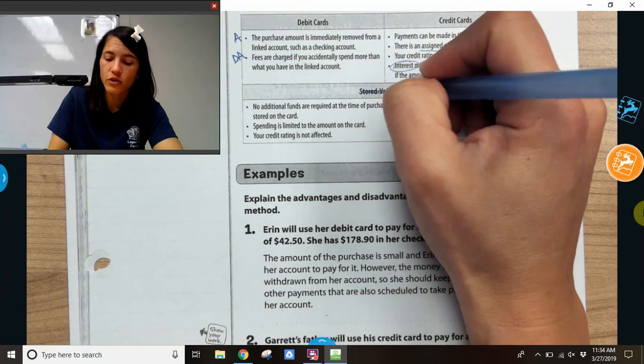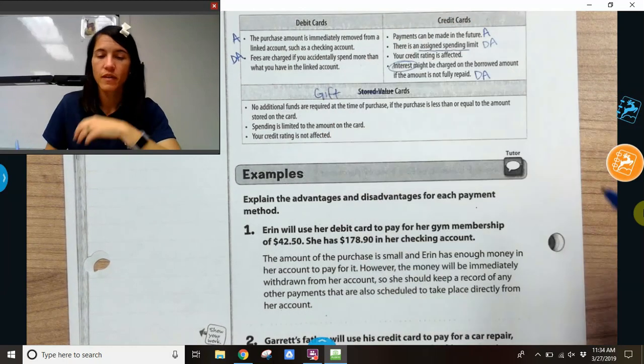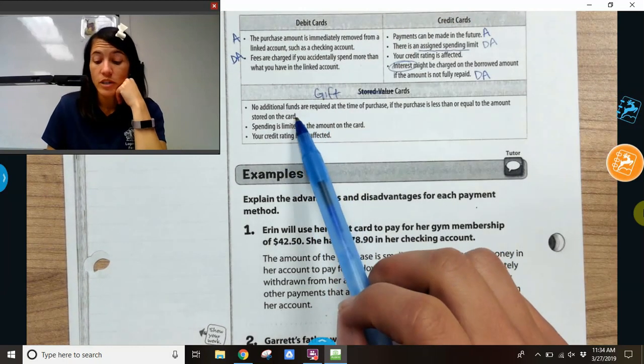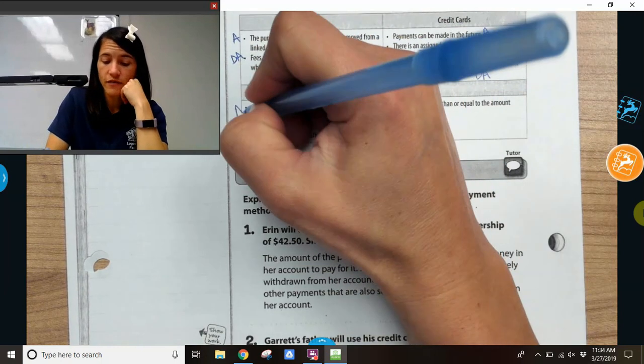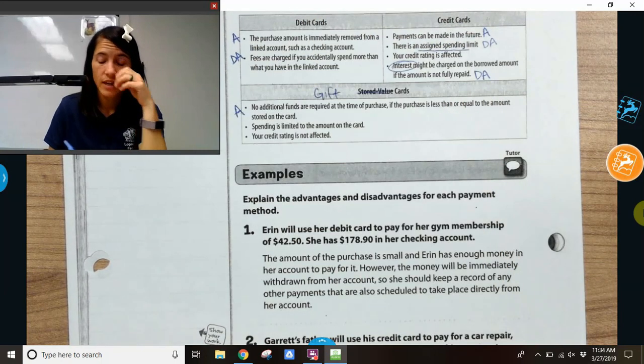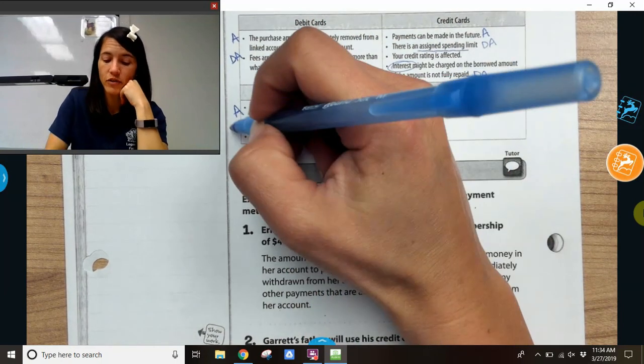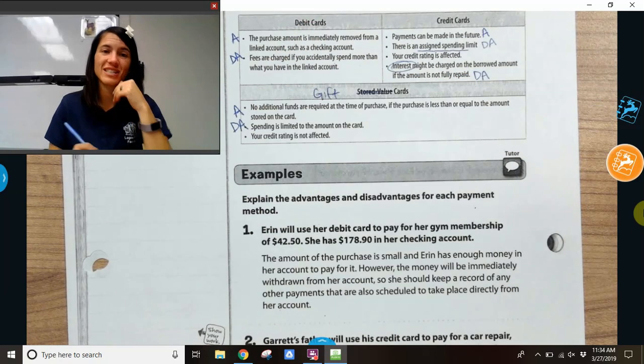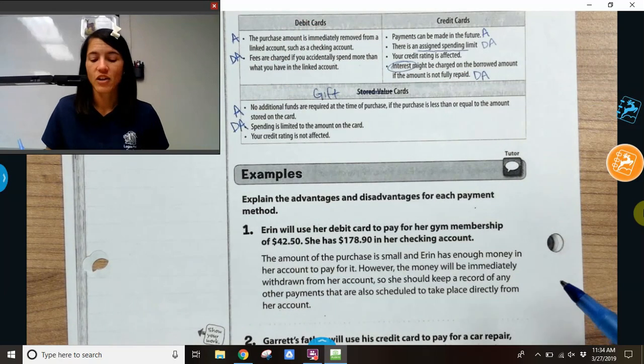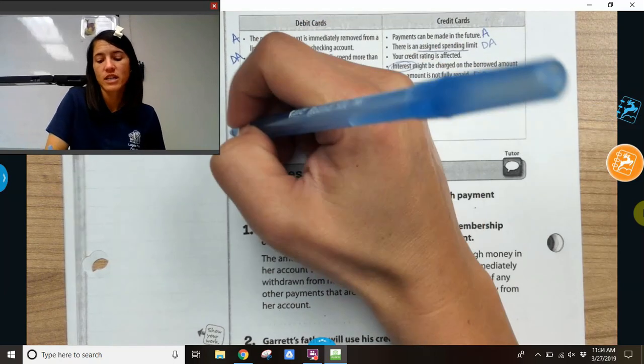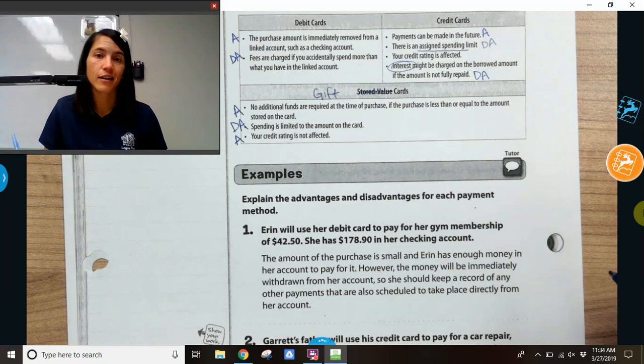Stored value cards, so we're just going to call this gift cards. No additional funds are required, so that's an advantage. You don't need more money. Spending is limited to the amount on the card, so that's your disadvantage. It's limited. And your credit rating is not affected. So that's an advantage. Your credit rating is not going to go down because you use a gift card. It has nothing to do with your credit rating. So those are just a few keys.